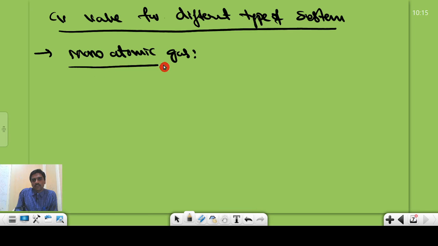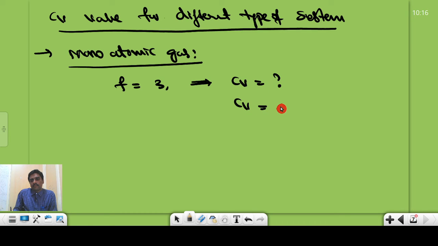So the degree of freedom for monoatomic gas, f is equal to 3. That implies Cv is equal to what? The basic formula we have is Cv is equal to fR divided by 2. As f is equal to 3, then it is 3R by 2. This is the formula for the Cv value for the monoatomic gas.